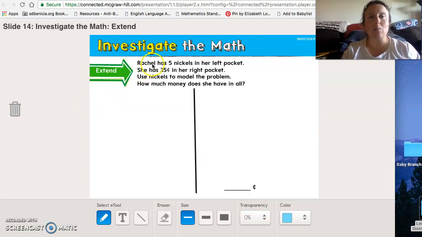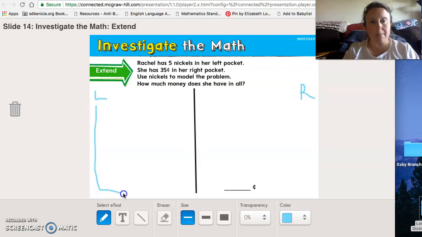So it says here that Rachel has 5 nickels in her left pocket. This is the left. She has 35 cents in her right pocket. This is the right. Use nickels to model the problem. How much money does she have in all? So I could just do left or right, and I'm hoping that you're drawing this at the same time. Remember to pause me if you need to.